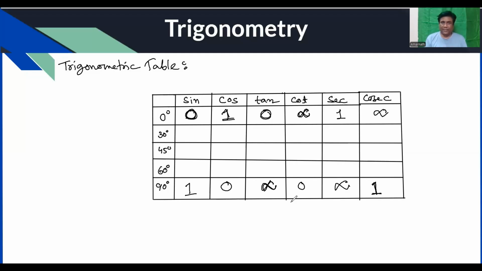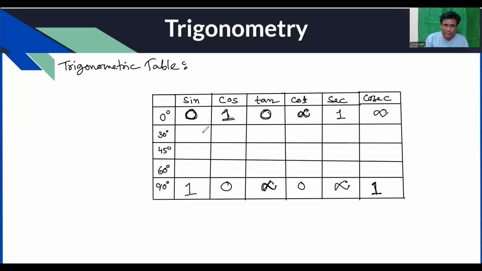Okay, sir. If I ask you what is tan 90 degree? Infinity. Very good. Cos 90 degree? 0. Cot 90 degree? 0. Yes. Now what you do? I hope this part you can do it: 0, 1, 0, infinity, 1, infinity, and then crisscross, crisscross.